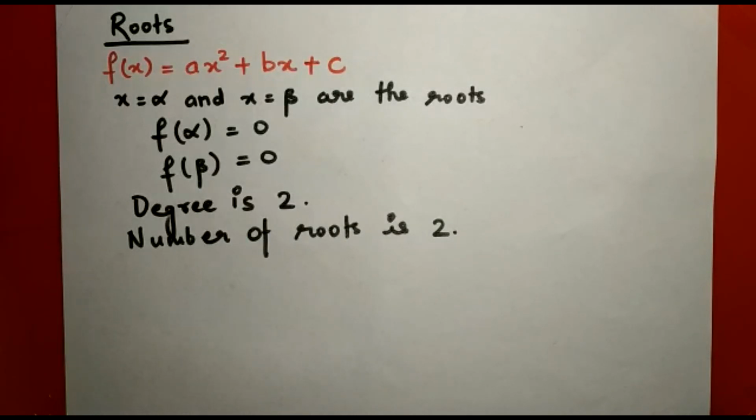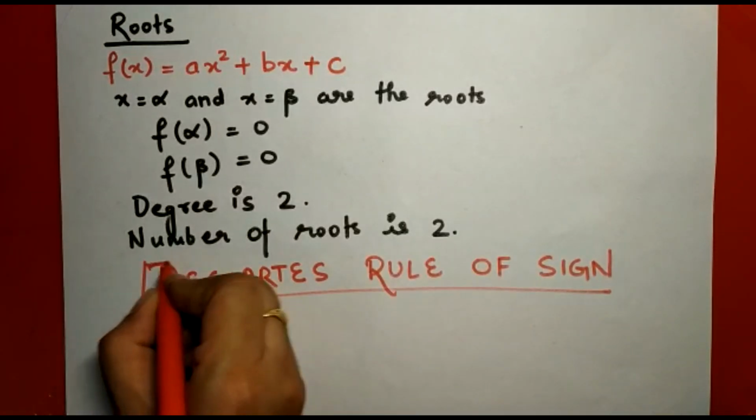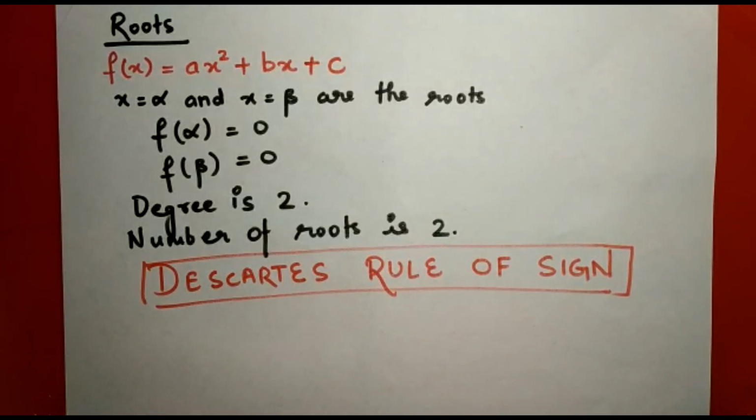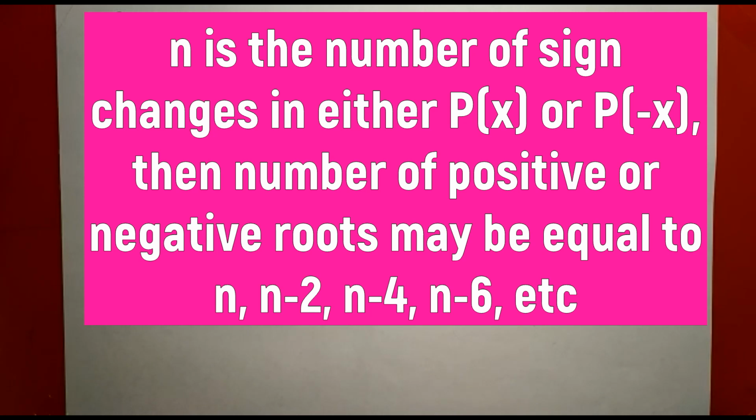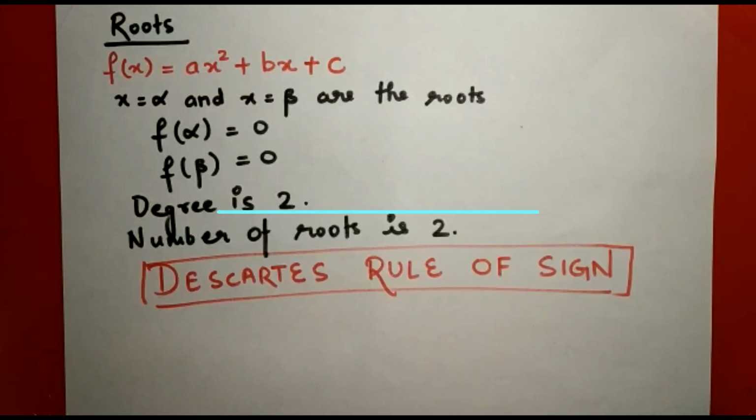When I know what roots are and how many roots are possible for a particular polynomial, then I want to come to the main topic which I am going to discuss. As you can see in the video, Descartes' rule of signs says that when I have a polynomial p(x), and if n is the number of sign changes in either p(x) or p(minus x), then the number of positive or negative roots may be equal to n, n minus 2, n minus 4, n minus 6, etc. This definition looks a little difficult to understand, but it will be very easy when I give you some examples.